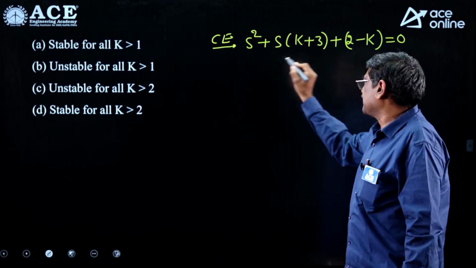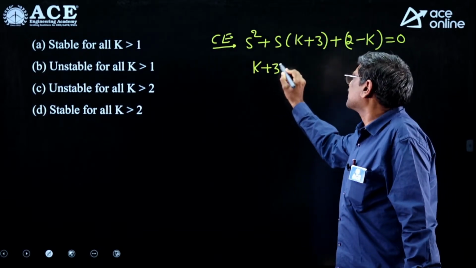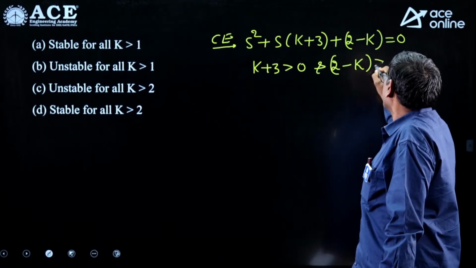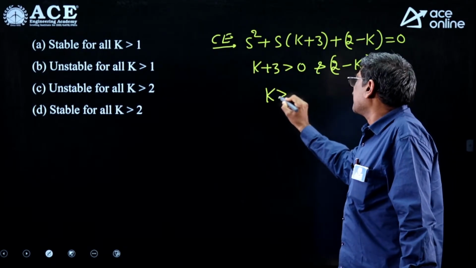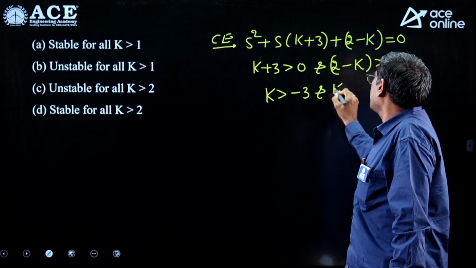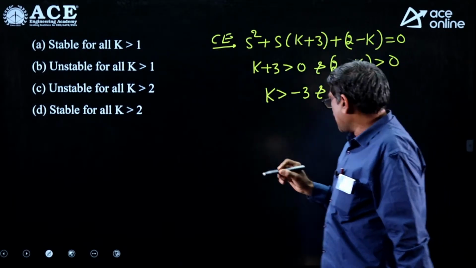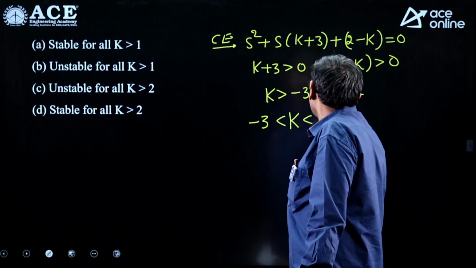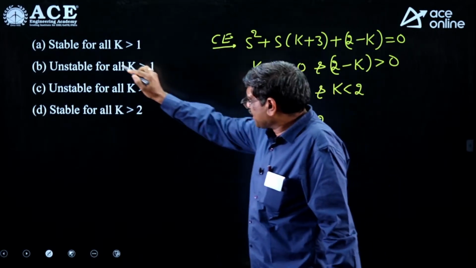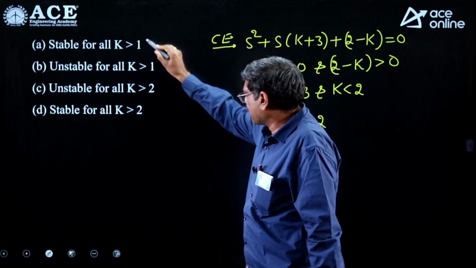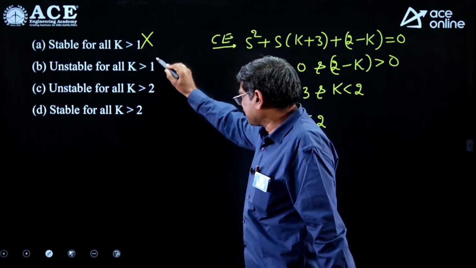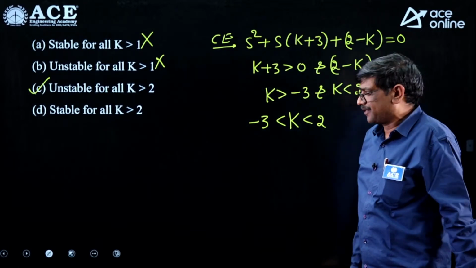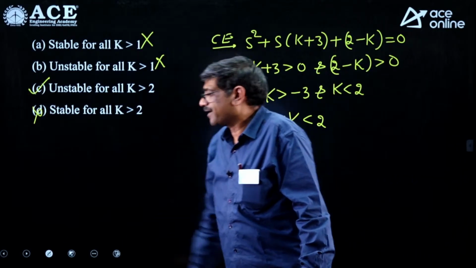According to the necessary condition, K plus 3 must be greater than 0 and 2 minus K must be greater than 0. That means K greater than minus 3 and K less than 2. So if you observe the options, what is the range of K for stability? K greater than minus 3 and less than 2. You observe the options, stable for all the values of K greater than 1 is wrong. Unstable, this is also wrong. So unstable for all the values of what? K greater than 2 is correct. So option D also wrong. C is correct.